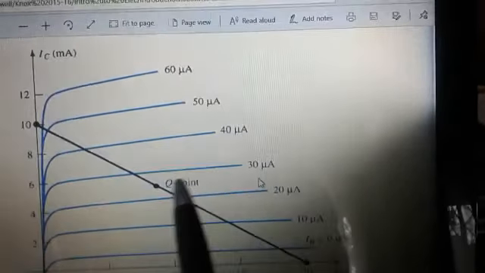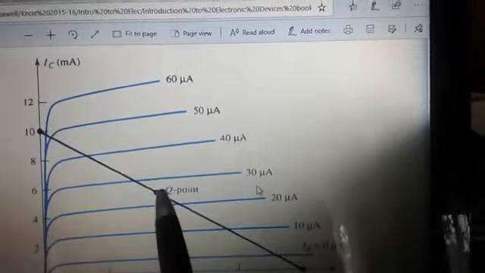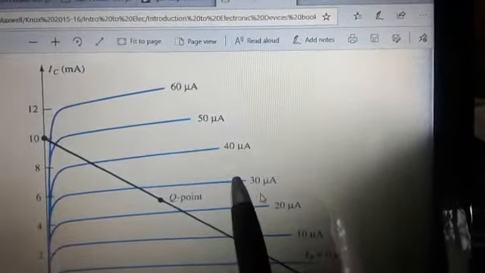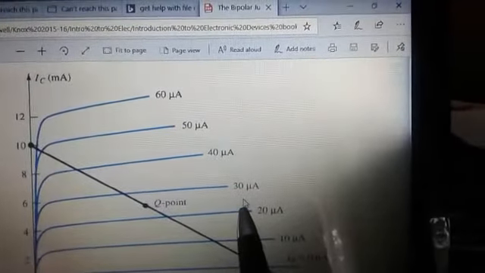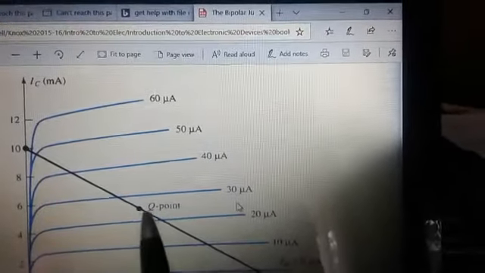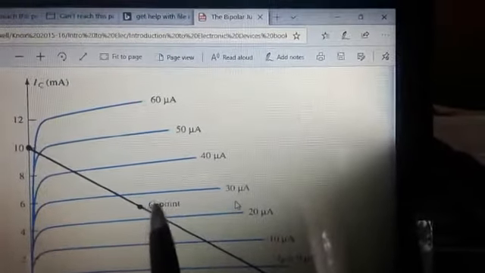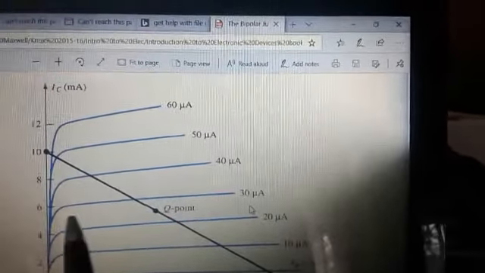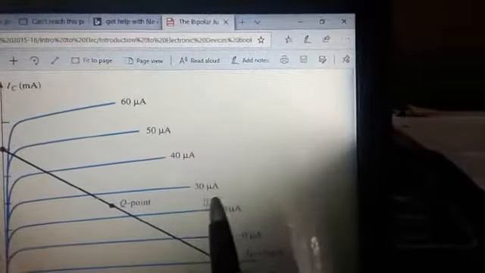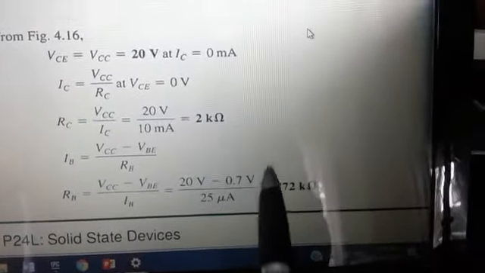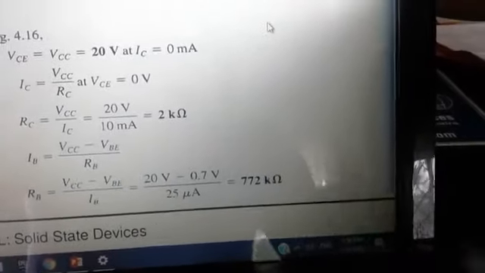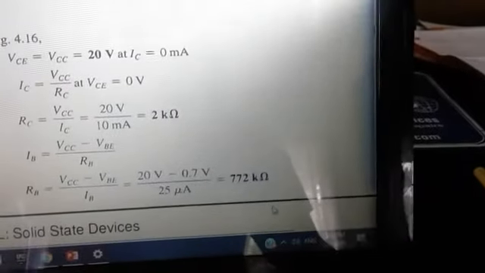Based on my Q point, my operating point is right here. It is in between the 30 and the 20. So that's approximately halfway between. That's why we estimate it's not 20, it's not 30, it's about 25. So this 25 would be your IB. If a line were to be drawn here, it would be coming like this, where 25. So that is how we know that our IB is 25. We plug everything into the formula, and the value is 772 kilo ohms.